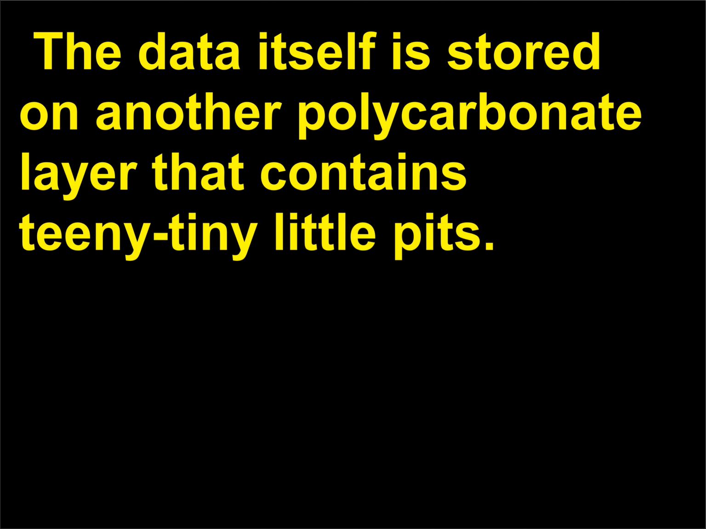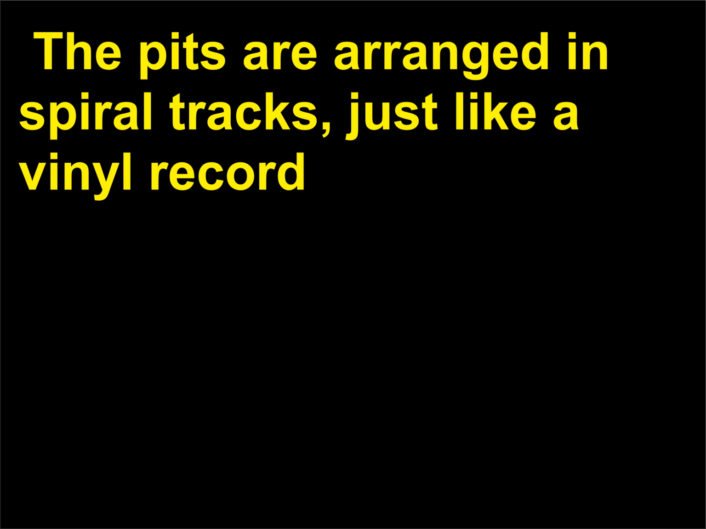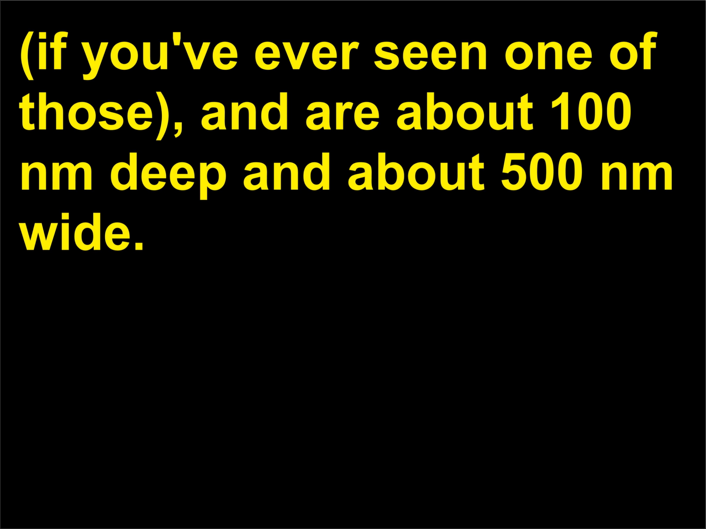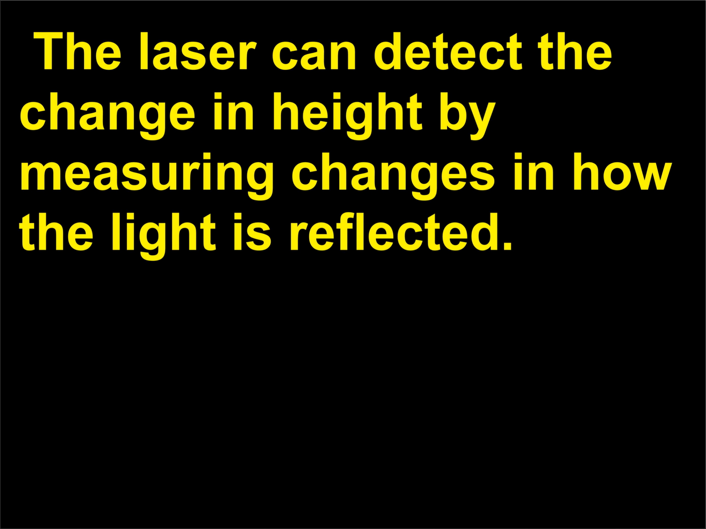The data itself is stored on another polycarbonate layer that contains teeny tiny little pits. The pits are arranged in spiral tracks, just like a vinyl record, if you've ever seen one of those, and are about 100 nanometers deep and about 500 nanometers wide. The laser can detect the change in height by measuring changes in how the light is reflected.